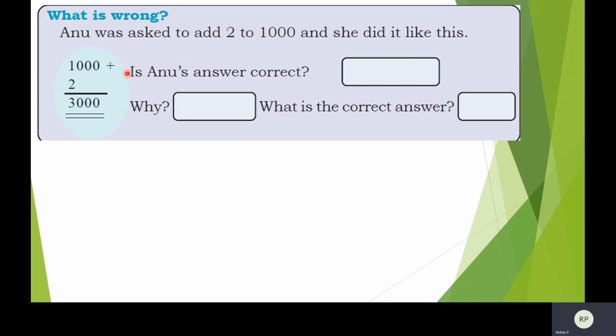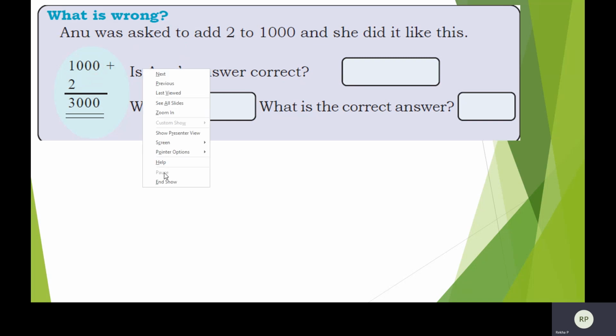Why? Because while adding numbers, it's very, very important that you write the numbers in the right place. The place values are very important. Now this 2 is a one digit number, and when you consider this 2, what is the place value? It is 1. The 2 is located in the ones place. So you have to write 2 in the ones place, next to the ones place of 1000. Which is the ones place of 1000? It is here. So you have to write 2 here like this.